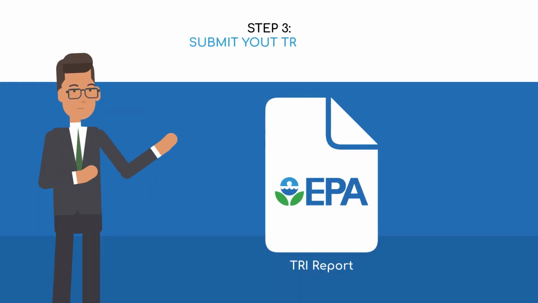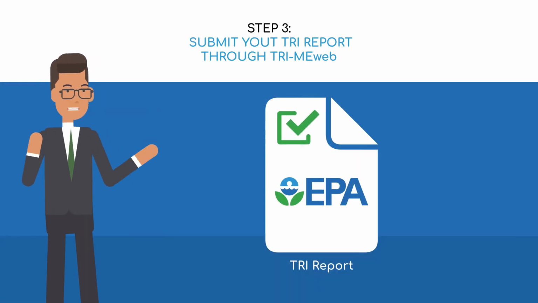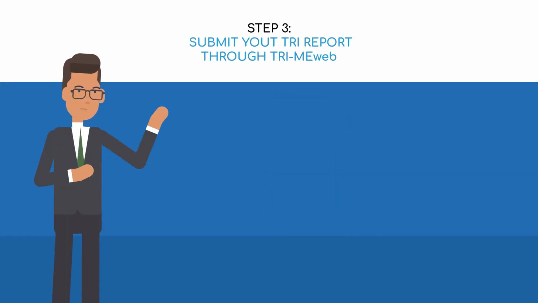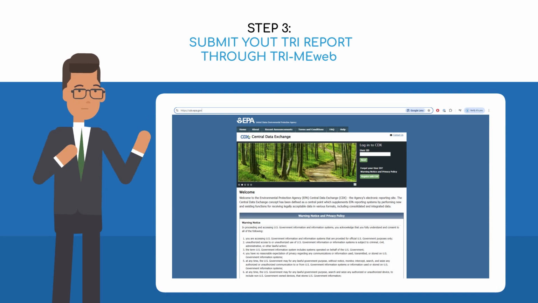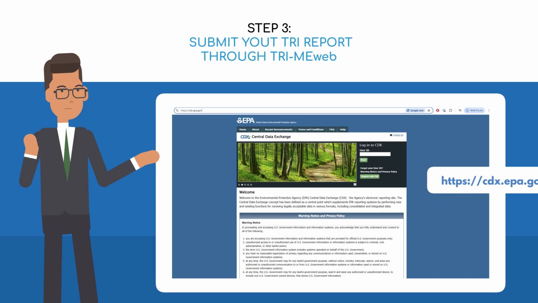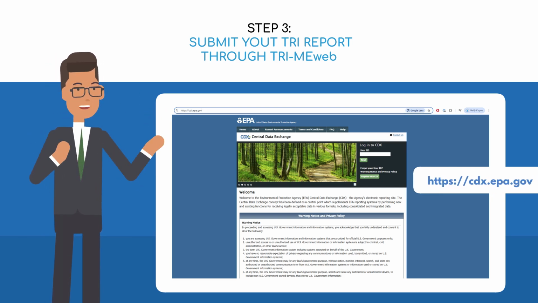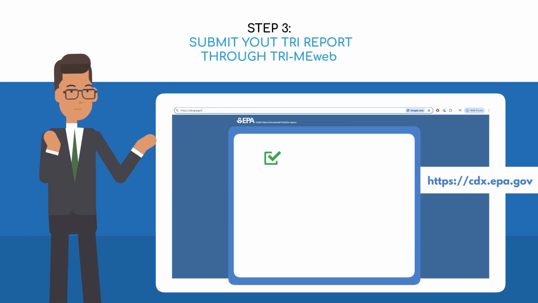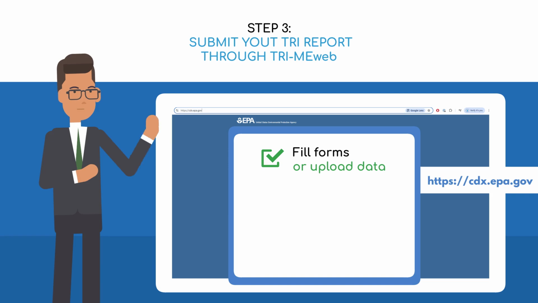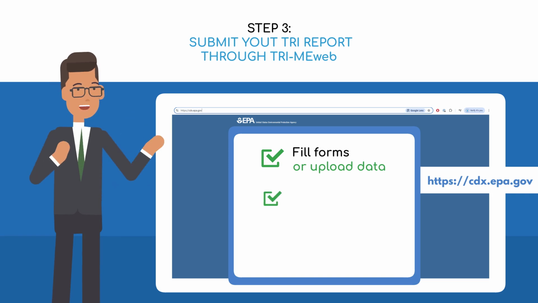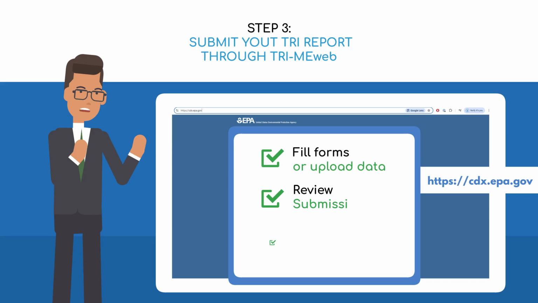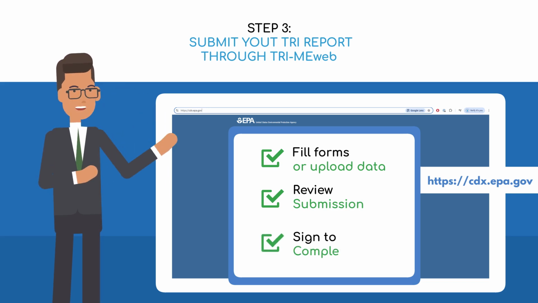Step 3. Submit your TRI report through TRI-MEweb. You can submit your annual TRI report through the EPA's TRI-MEweb software, and you can access TRI-MEweb through EPA's Central Data Exchange. Through this portal, you can prepare forms or upload prepared submission data. Then, review and sign your report to complete the submission.